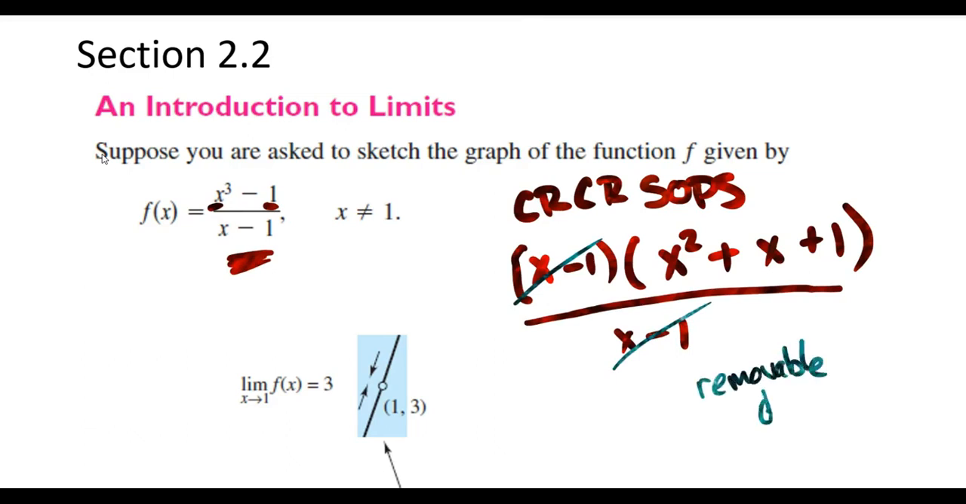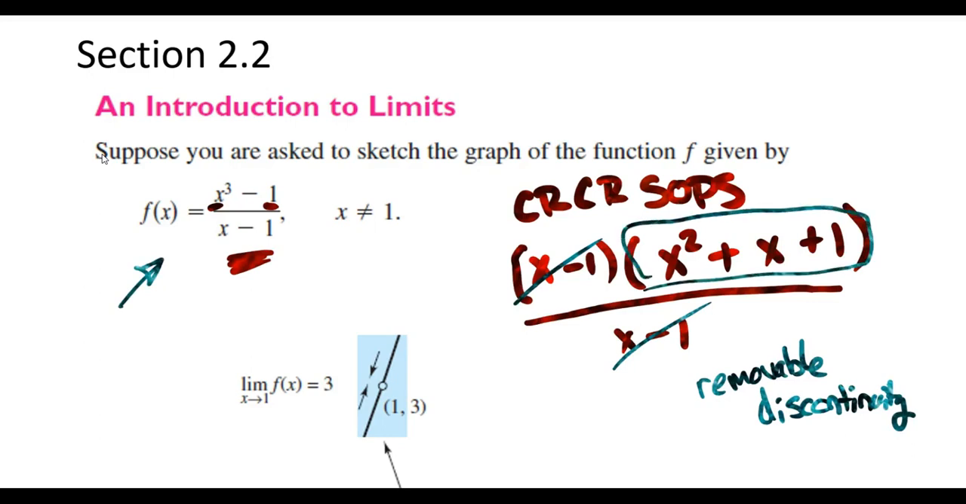Removable discontinuity. I think I wrote that correctly. Which means that this graph is going to look like this parabola. That's x squared plus x plus 1. That's a parabola. That's a quadratic. And the only thing that's different between a parabola and this function that we have is that there is a discontinuity at x equals 1. So this is taking care of that discontinuity. So this is going to just be an upward-facing parabola, just a quick sketch like this. But then at 1, it's going to have a hole.